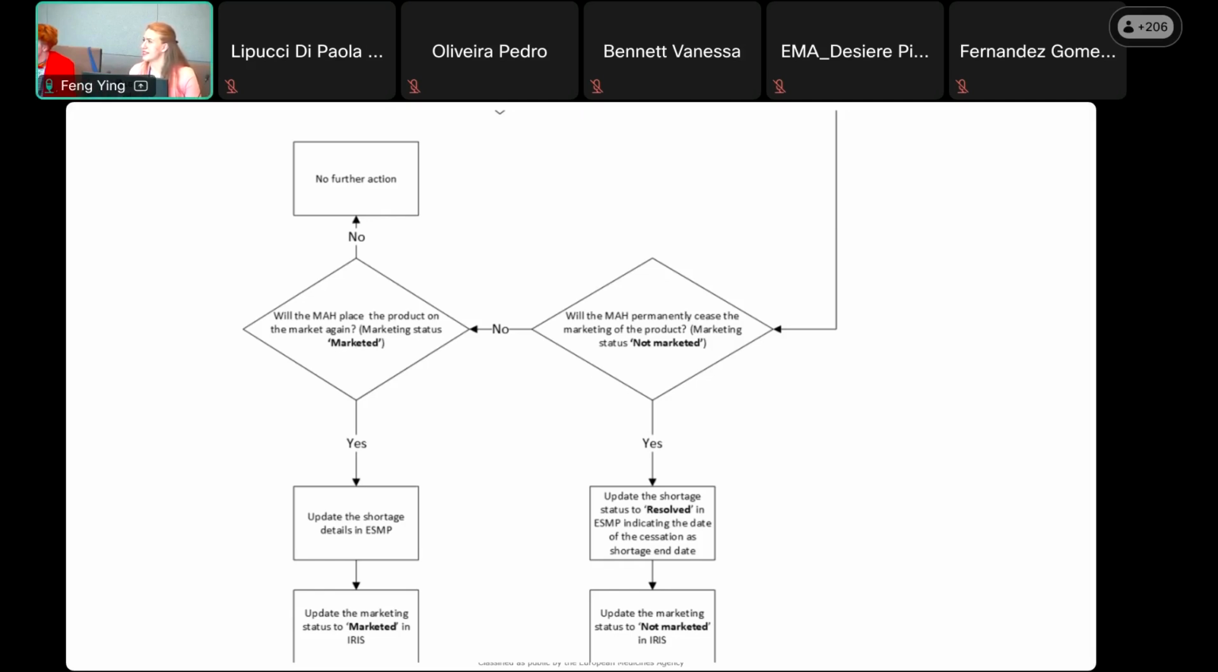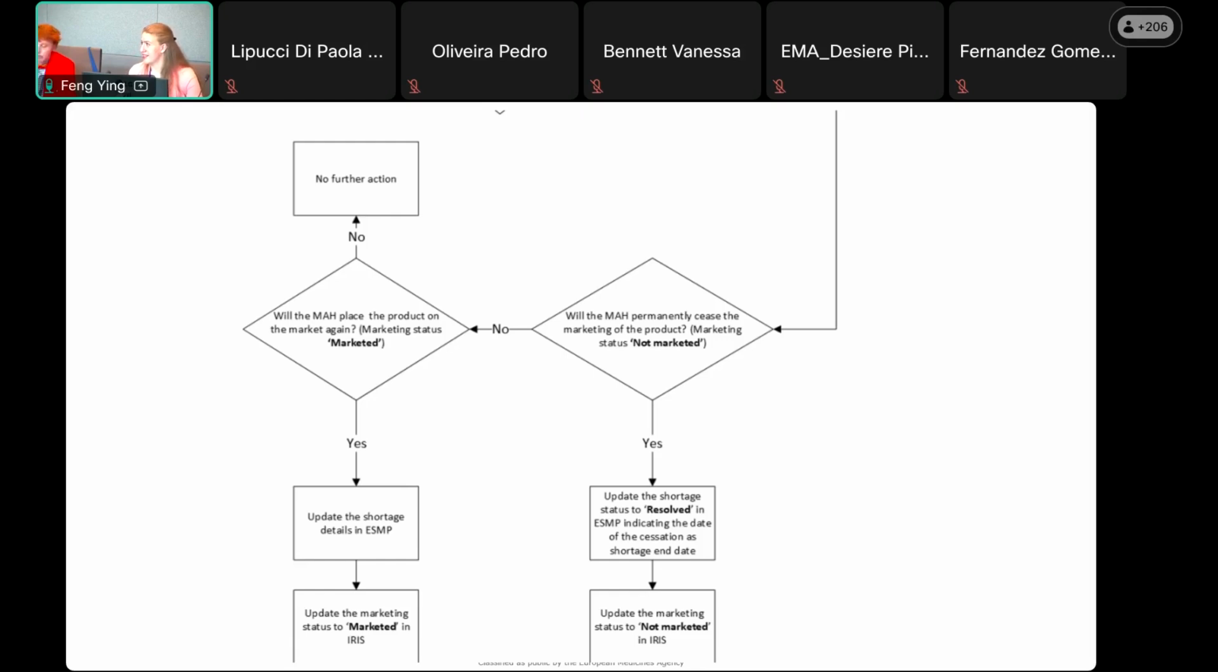So in case the shortage is resolved and the MAH markets the product again, keep in mind the marketing status just now was temporarily unavailable. So then in case the MAH places the product again on the market, meaning the marketing status changes to marketed, there will need to be an update on the shortage details in ESMP as well. And also the marketing status in IRIS needs to be updated.